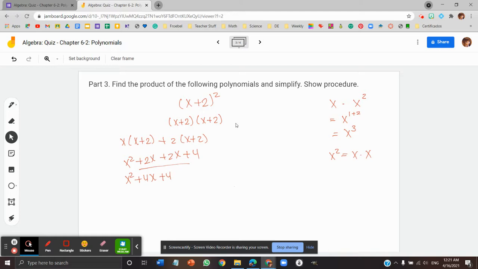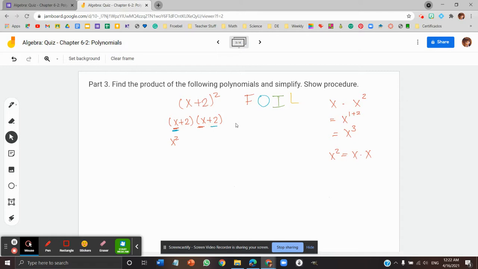The other way that we can do it is with the FOIL form, right? The FOIL form. I like to use colors so you can see what I am multiplying. The FOIL method says that I can multiply my first terms together. And x times x is x to the second. Then it says that I can multiply my outer terms.